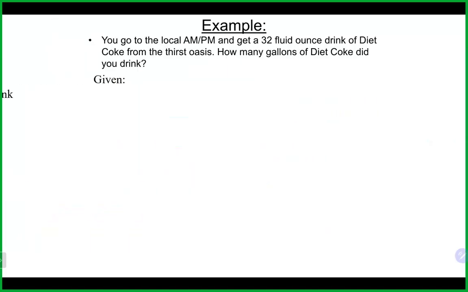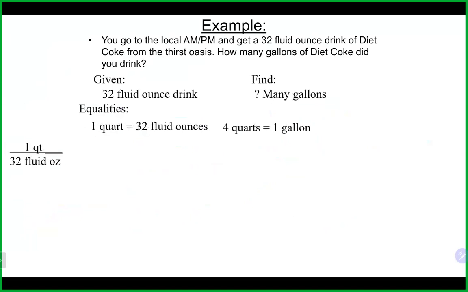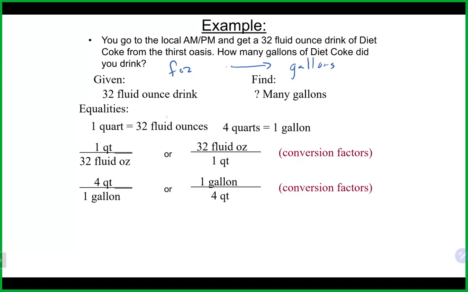Why don't you try this? I'll give you some equalities that might work, and why don't you see what you end up with here. You go to AM PM, you get yourself a 32 fluid ounce drink of Diet Coke from the Thirst Oasis. How many gallons of Diet Coke did you drink? There are some equalities that might be helpful for you. So why don't you take a few moments there and see what you come up with here. Maybe finding some, obviously here we could go from fluid ounces to quarts.